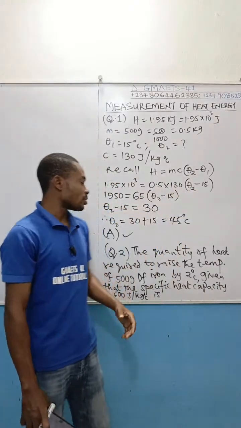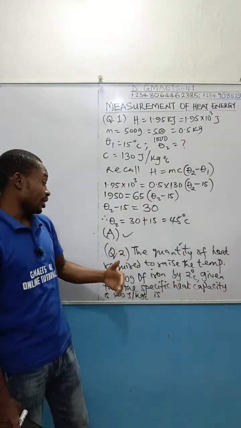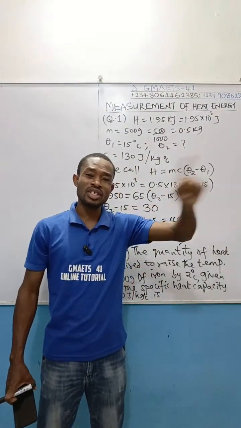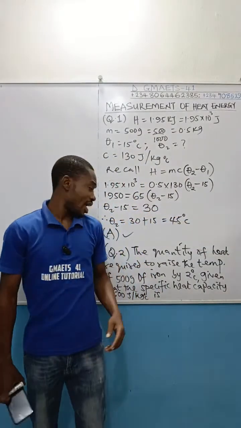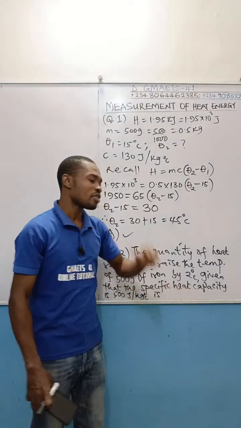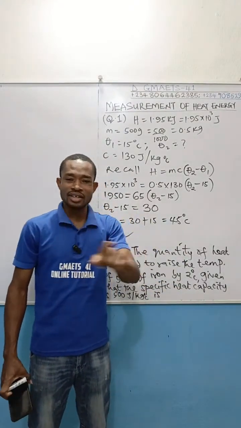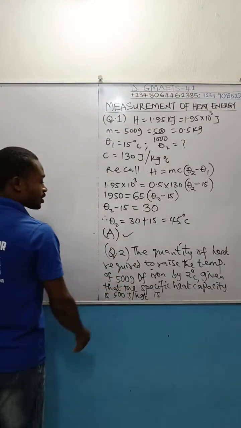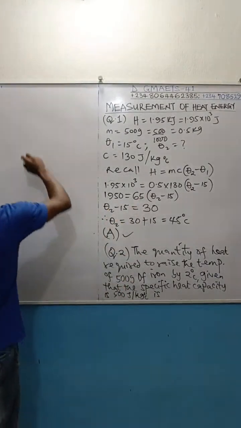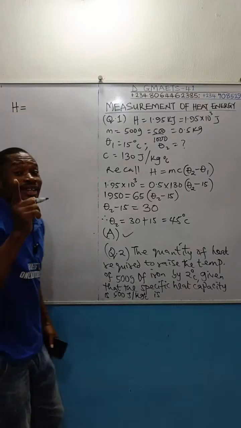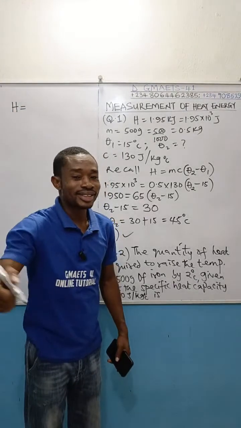It is different from somebody telling you increase to, which means that the value they're going to give to you is the new value. But when I tell you, okay, to raise the temperature of 500 grams of iron by, they've given us delta theta, the change in temperature. So we're given a specific heat capacity. We are calculating heat. So our H is simply equal to, the formula is MC delta theta.